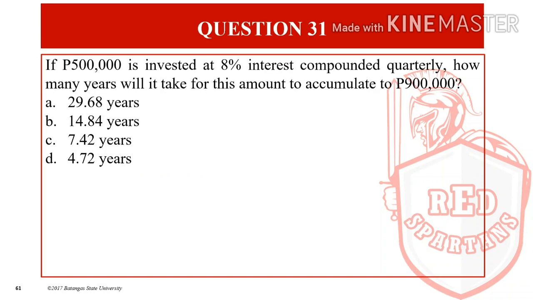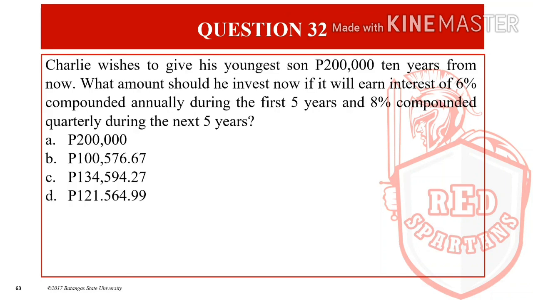Or letter C. So for question number 32, Charlie wishes to give his youngest son 200,000 pesos 10 years from now. What amount should he invest now if it will earn interest of 6% compounded annually during the first 5 years and 8% compounded quarterly during the next 5 years? So letter A, 200,000, letter B, 100,576.67, C, 134,594.27, and D, 121,564.99.